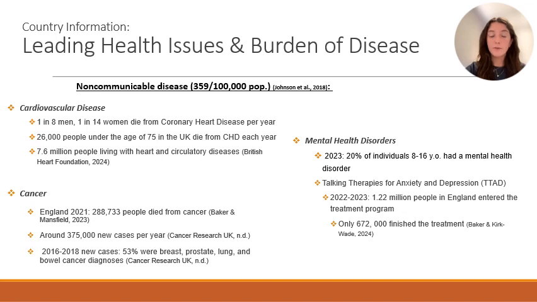A third burden disease for the UK is seen in mental health disorders. In 2023, a fifth of the population within the ages of 8 to 16 had a mental health disorder. The Talking Therapies for Anxiety and Depression is a program offered to those in need. Data from 2022 and 2023 showed 1.22 million England individuals using this program, and only a little over half completed the entirety of it.